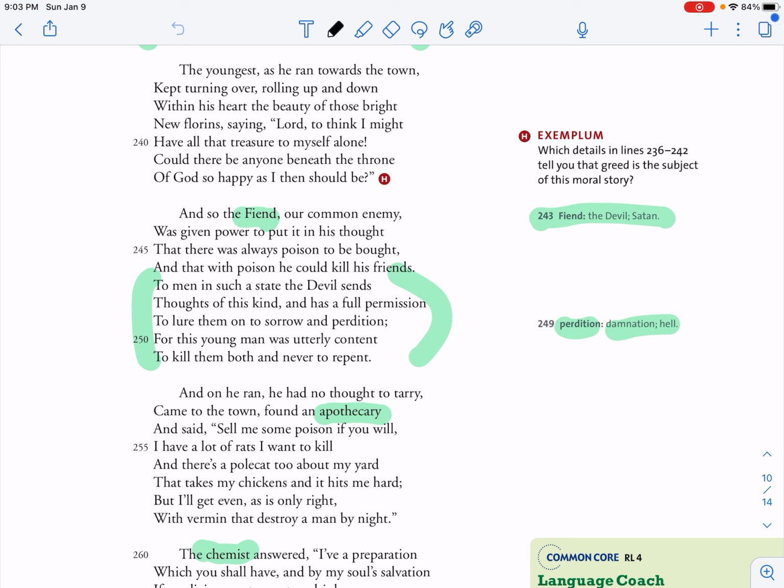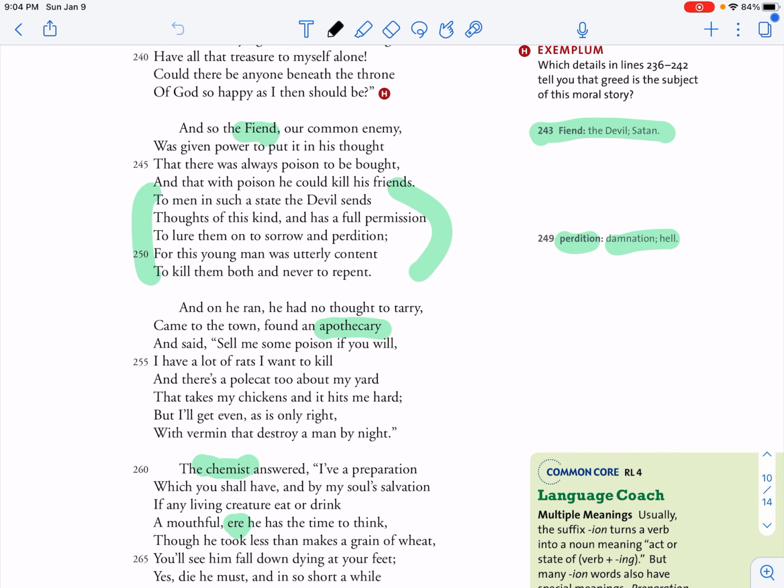Listen, the youngest, as he ran towards the town, kept turning over, rolling up and down, within his heart, the beauty of those bright new florins, saying, Lord, to think I might have all that treasure to myself alone. Could there be anyone beneath the throne of God so happy as I then should be? And so the fiend, our common enemy, was given power to put it in his thought that there was always poison to be bought. And with that poison he could kill his friends. Two men in such a state the devil sends thoughts of this kind, and has a full permission to lure them on to sorrow and perdition. For this young man was utterly content to kill them both, and never to repent.